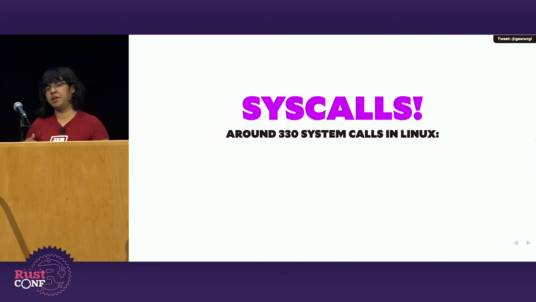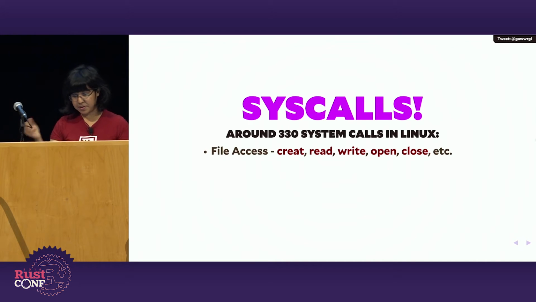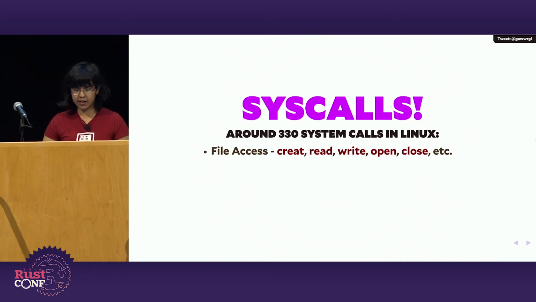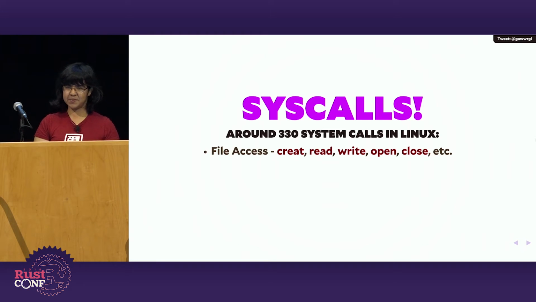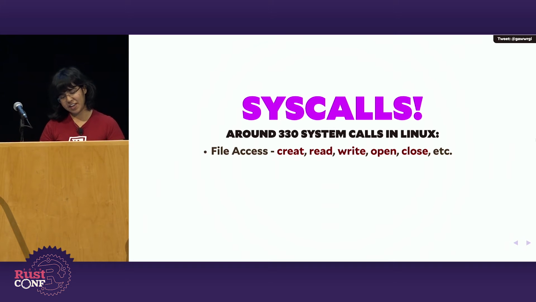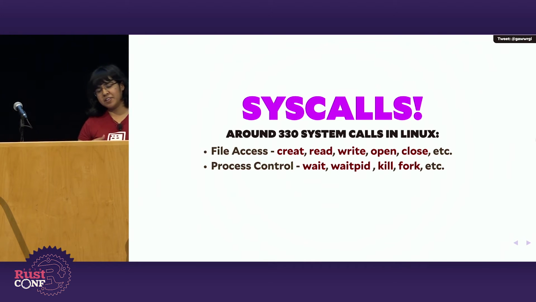There are around 330 system calls on Linux. Some of them are very esoteric, and some of them are very common. Some of the common ones for file access are create, read, write, open, and close. I included create here because when Ken Thompson was asked if he had any regrets about Unix, he said, I wish I had named it creat with an e, and not create. That system call is obsolete now because of open, but I included it for that joke.